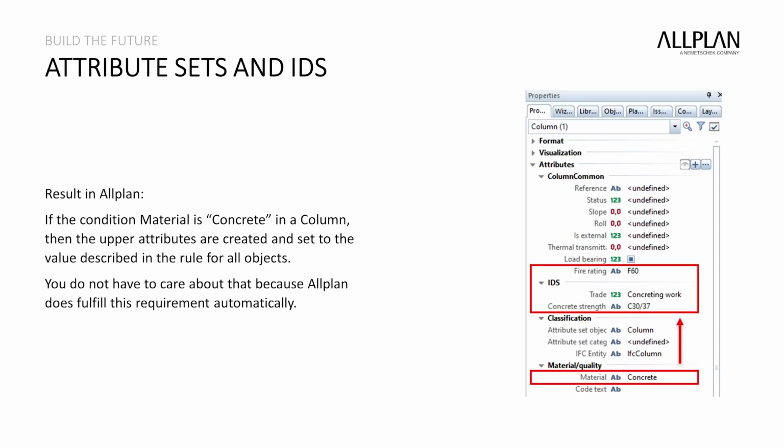What is the result in ALLPLAN? If the condition material is concrete, then the upper attributes are created and set to the value described in the rule for all objects. You don't have to care about that because ALLPLAN fulfills this requirement automatically. On the slide you can see on the lower side the material is set to concrete and all attributes on the upper side are assigned automatically. Following the rules, you don't have to care about that.